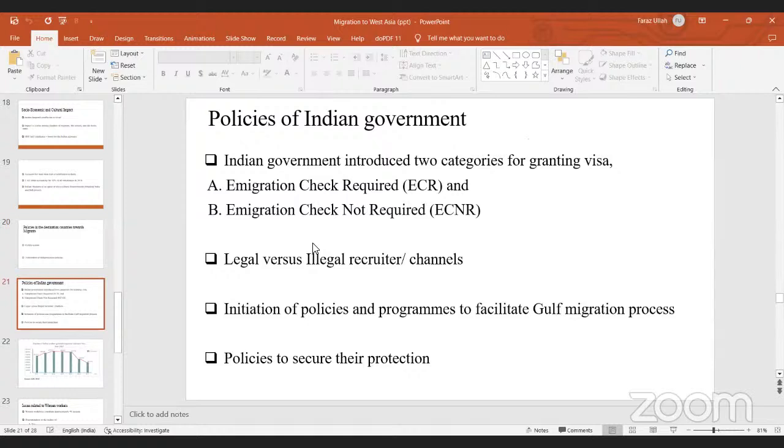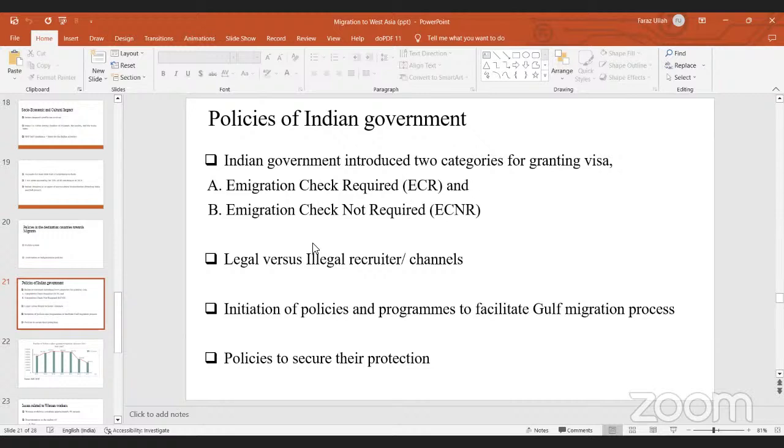The Indian government has introduced two categories for granting visas. The first is the immigration check required, and second is immigration check not required. The ECR category visas are marked for either those people who have education level below 10th standard, or for those who migrate to selected countries which are deemed to be dangerous. Owing to the increasing number of cases of mistreatment of migrant workers in West Asia, several West Asian countries have been put under ECR category.